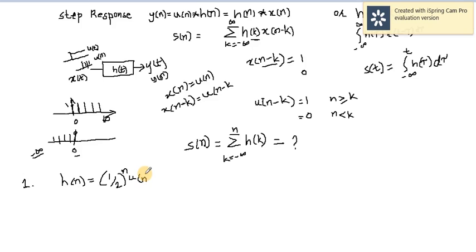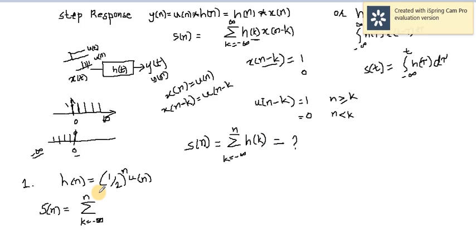Then what is the step response of this signal? The formula is this one. The step response is represented by s of n, which is equal to summation k from minus infinity to n, half raised to, now h of k it is.